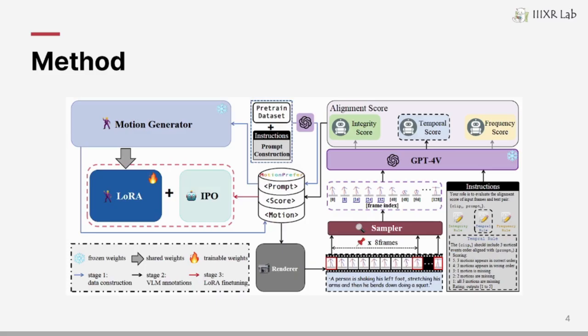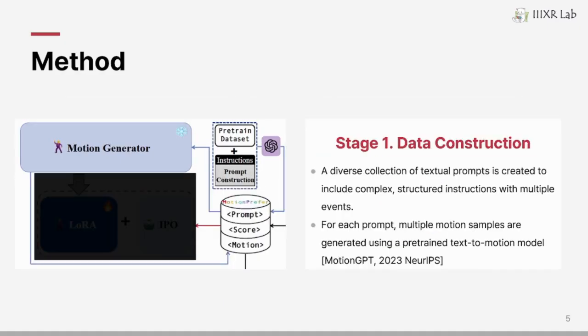Now let me walk you through the core methodology of Atom in more detail. The framework consists of three major stages: data construction, reward extraction, and reinforcement learning based fine-tuning. Each of these plays a critical role in aligning motion generation more precisely with event-level instructions. And we begin with the data construction stage.